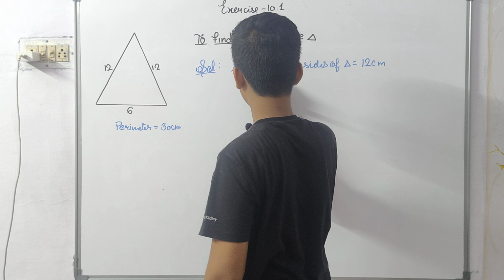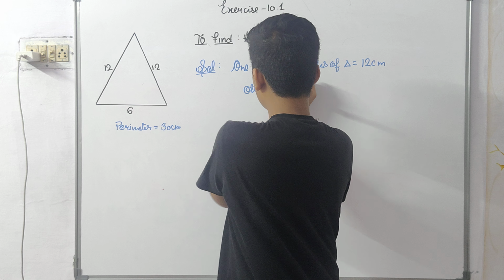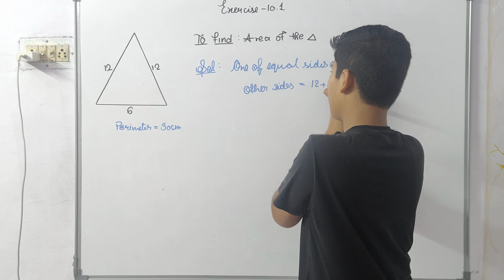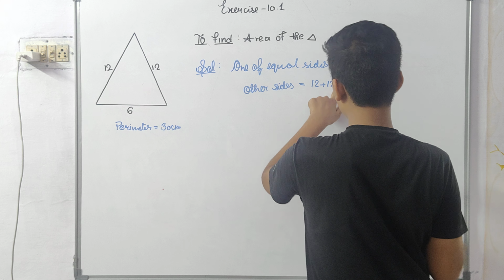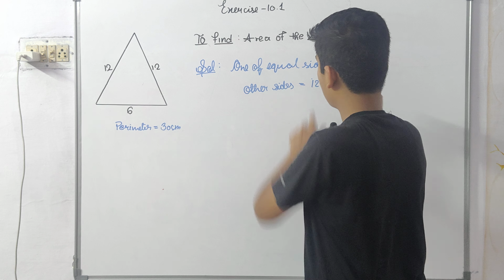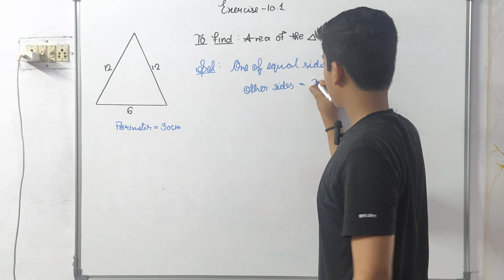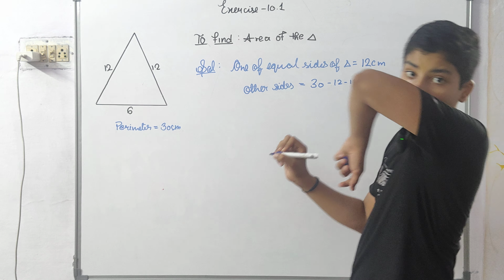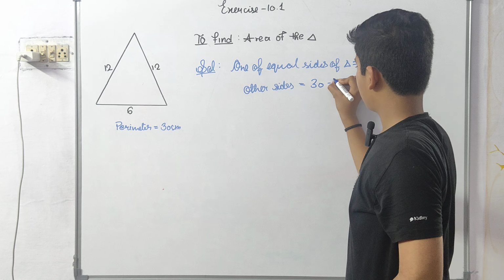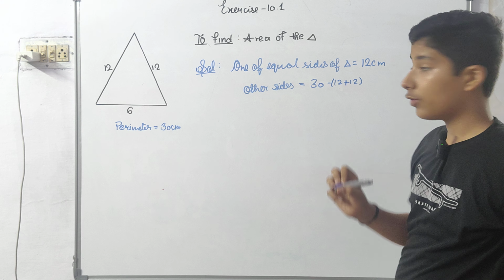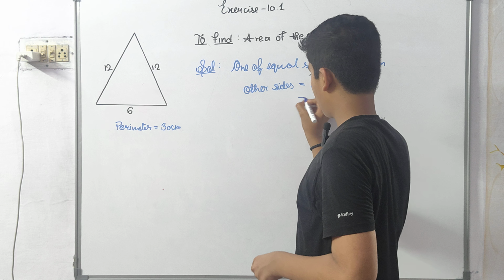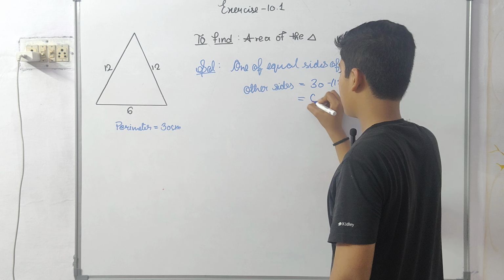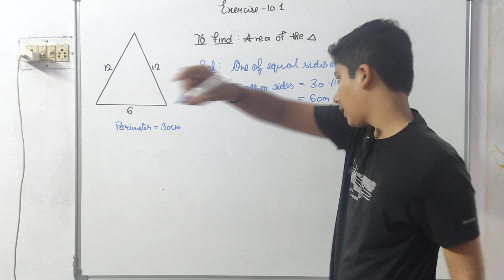The other side would be 30 minus 12 minus 12. Now what would we do? Now it would be 30 minus 24, which is 6 centimeter. This would be our third side.